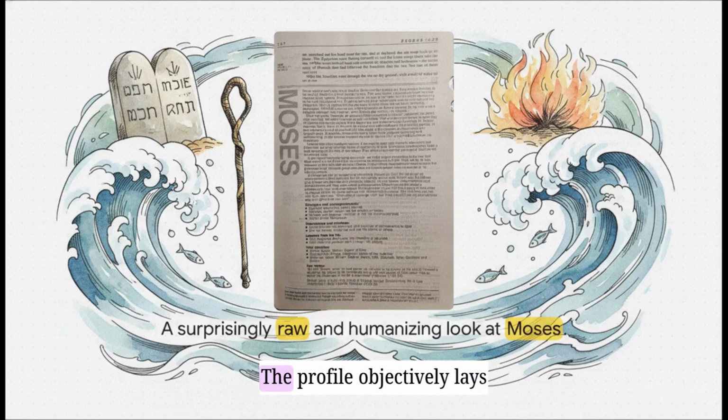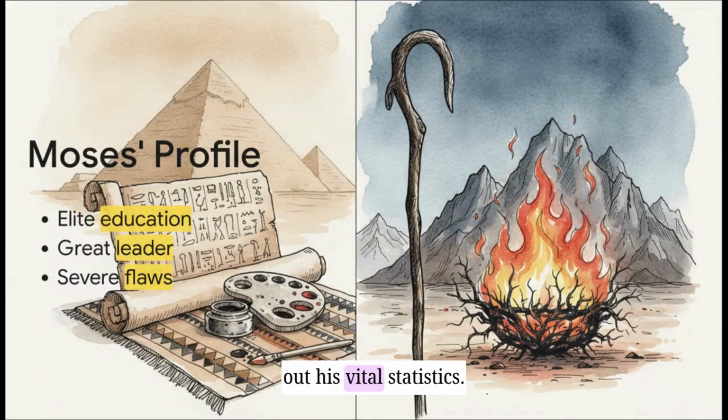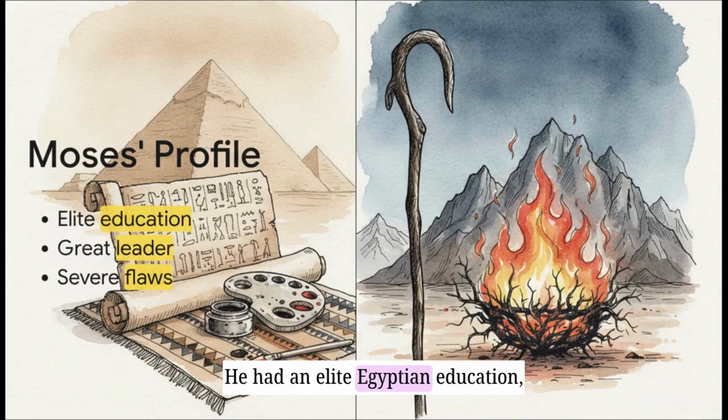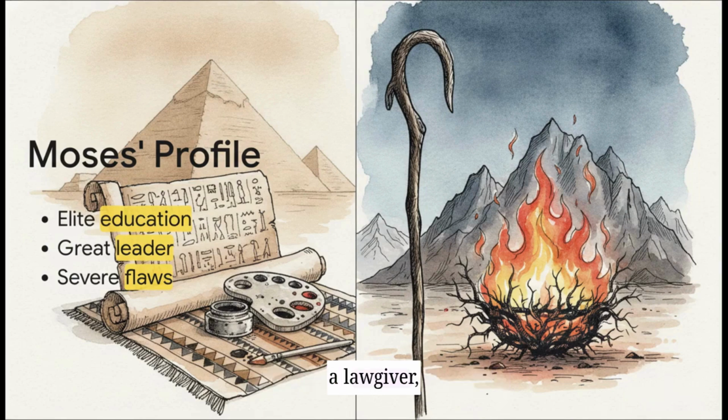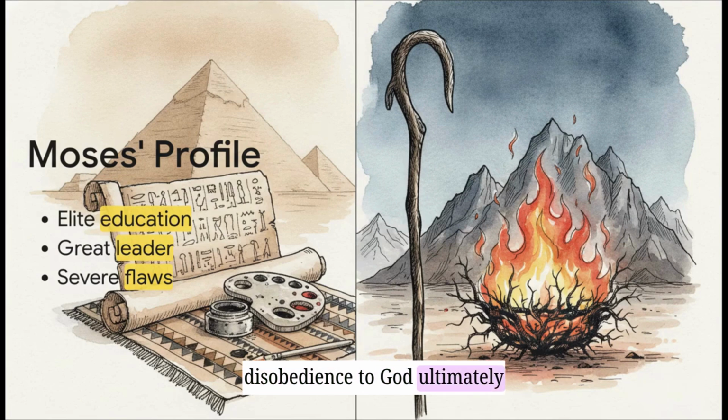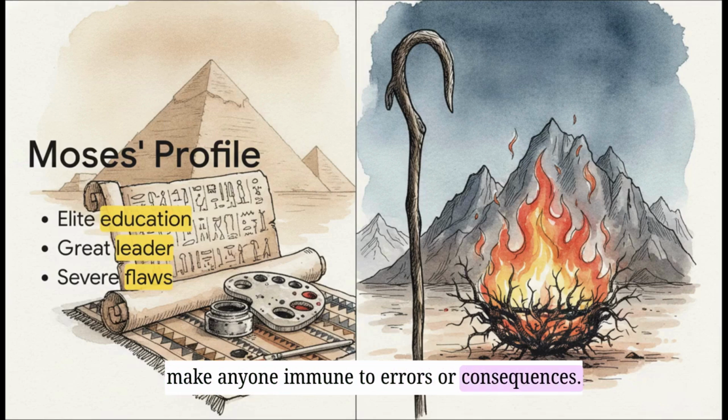over a lifetime. The profile objectively lays out his vital statistics, and wow, did he have monumental strengths. He had an elite Egyptian education, intense desert survival training, and he served as a prophet, a lawgiver, and the author of the Pentateuch. But his weaknesses were severe. For one, he didn't always recognize or utilize the talents of the people around him. And most tragically, his own personal disobedience to God ultimately brought a huge consequence. The greatest Jewish leader failed to enter the Promised Land himself. It's a stark reminder that personal greatness doesn't make anyone immune to errors or consequences.